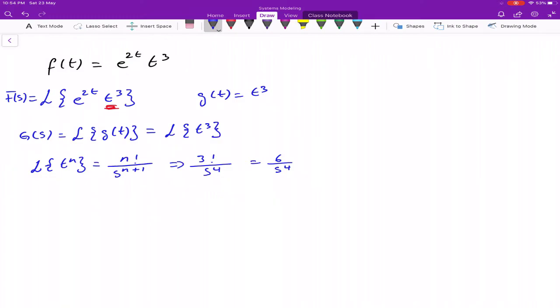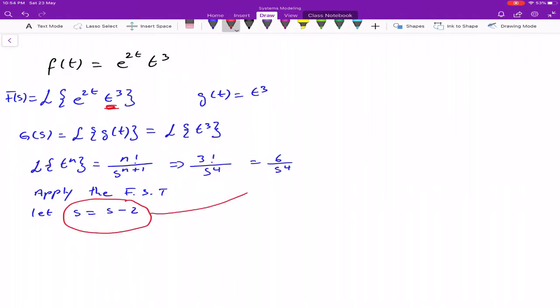Now we can apply the first shift theorem. So next, apply the first shift theorem, and to do that we let s be equal to s minus 2. So we are just going to substitute this part into this equation. Then we say, okay, f of s is equal to 6 over (s minus 2) to the fourth. That's it. So you can see it's really easy to use the first shift theorem.